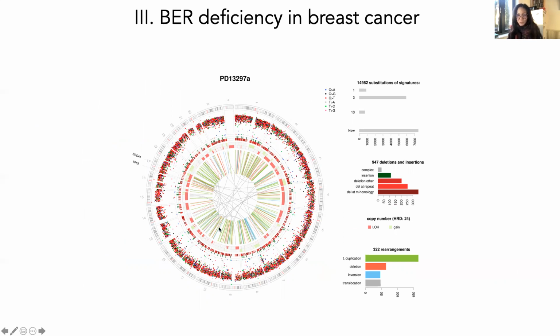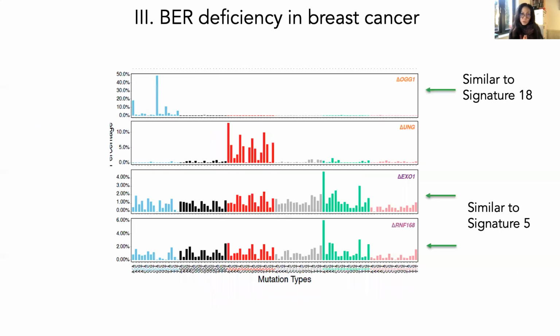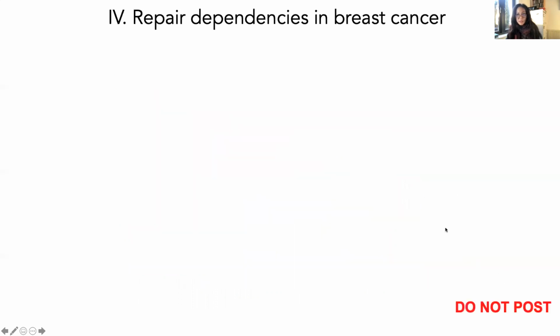So this woman has 2 germline abnormalities, again, reinforcing this point that when you do a whole genome, you get all the information necessary to interpret individual cancer genomes. And I don't have time to go through all the other potential DNA repair defects, but it has been shown that there are knockouts of certain genes like OGG1, EXO1, RNF168 that show similarities with signatures 18 and 5, which are also seen in breast cancers.